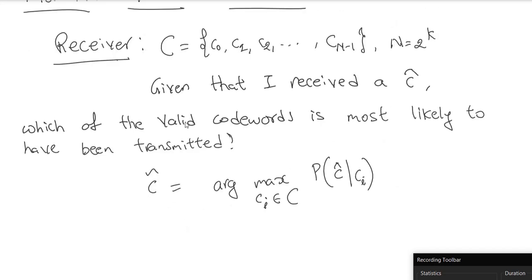If we want to state this using probability notation, this is the mathematical expression. The C tilde given a C hat will be the argument of the maximum over all code words Ci. For each Ci, we will calculate the probability that we received the specific C hat we received given that Ci was transmitted. And then we're going to pick the Ci with the maximum such probability.